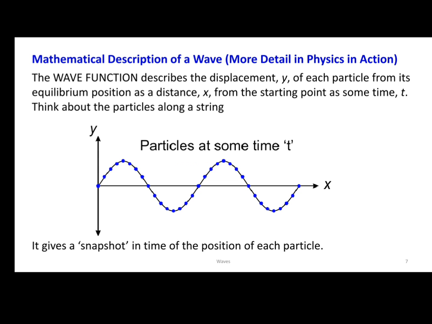Now, we briefly touched on the mathematical description of the wave. Your mathematical description of the wave, or your wave function, describes the displacement in y of each of its particles at some distance x along the wave at some time t. It is basically a snapshot in time, where you can find out where all your particles are using the wave function.